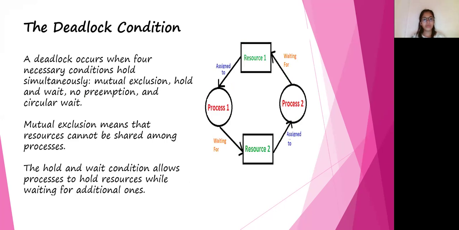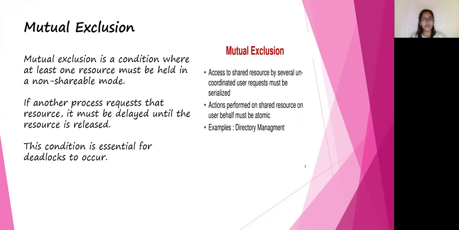Deadlock occurs when four necessary conditions hold simultaneously: mutual exclusion, hold and wait, no preemption, and circular wait. Mutual exclusion means that resources cannot be shared among processes. The hold and wait condition allows a process to hold resources while waiting for additional ones.